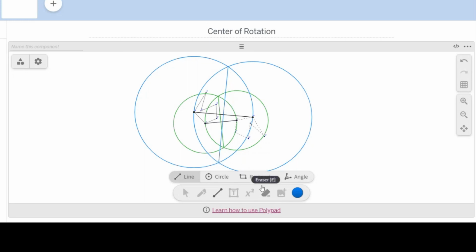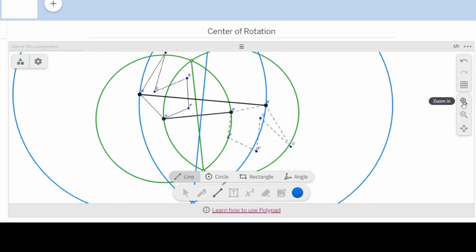one. All right, and now I'm going to look for where my two lines intersect. So I have this blue line that goes down here, and then I have this green perpendicular bisector. Where the two intersect right around here, this is going to be my center of rotation. So I can put a little dot right here. That is the center of rotation.